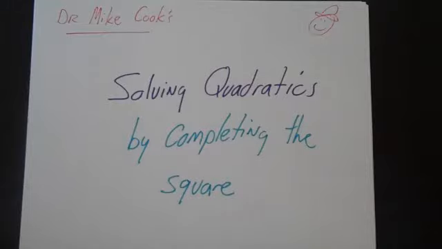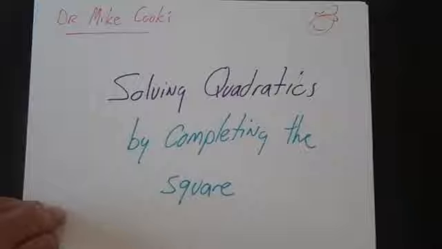Now let's look at using completing the square to solve quadratics. So let's look at the problem: x squared plus 8x plus 3 is equal to 0. So first let's look at the steps here.